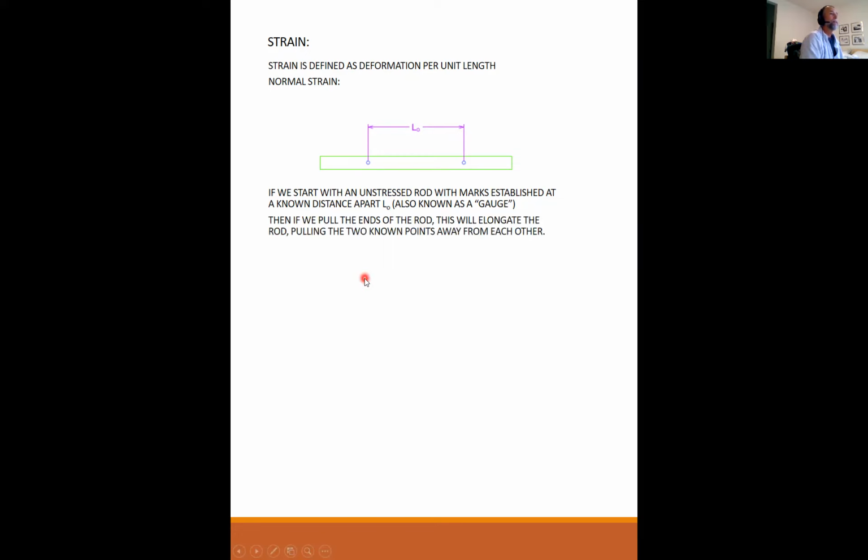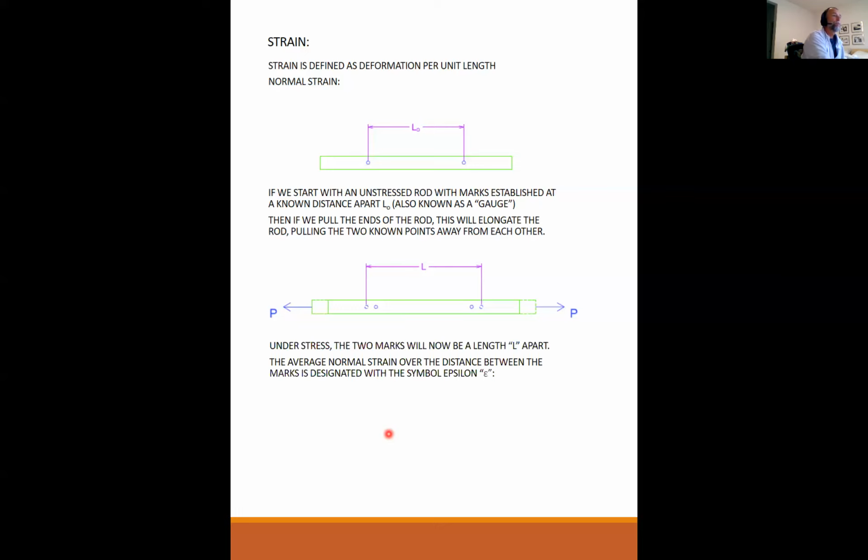Then if you pull the ends of the rod, the rod will elongate, and it will pull the 2 known points away from each other, like so. If I put a load on one end and hold the other end for an equal and opposite reaction, then these 2 indentations will spread apart and you'll have a new length between the 2. It started at L naught and now it's at a distance L apart. So under the stress, the 2 marks will now be at a length L apart.